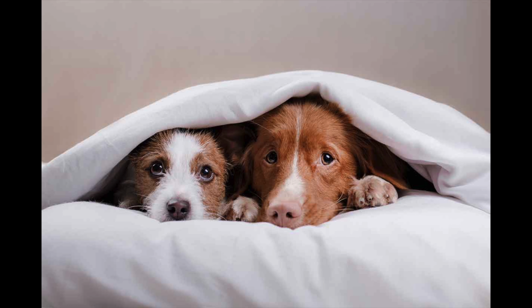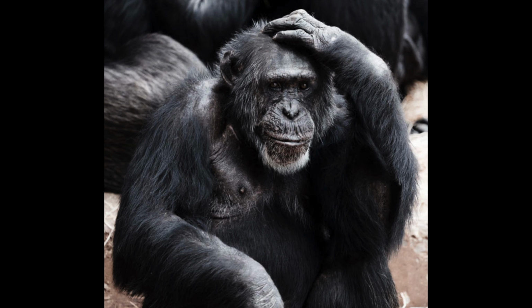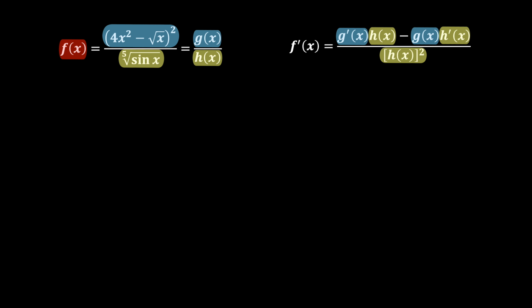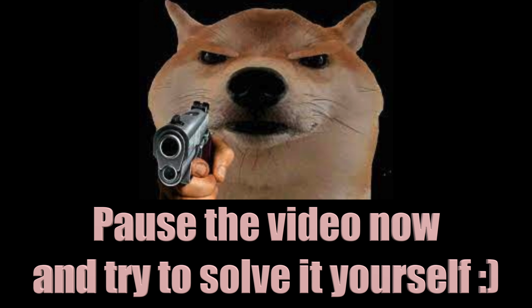Okay, fair enough. It can be tricky. So let's dive deeper with this example f of x to learn the quotient rule for once and for all. So tell me, how would you solve for f prime of x?